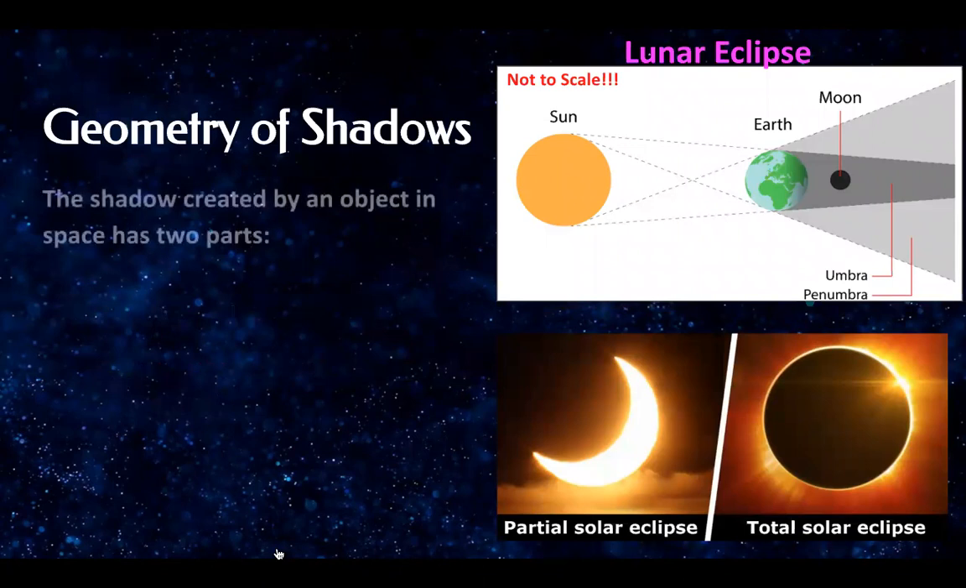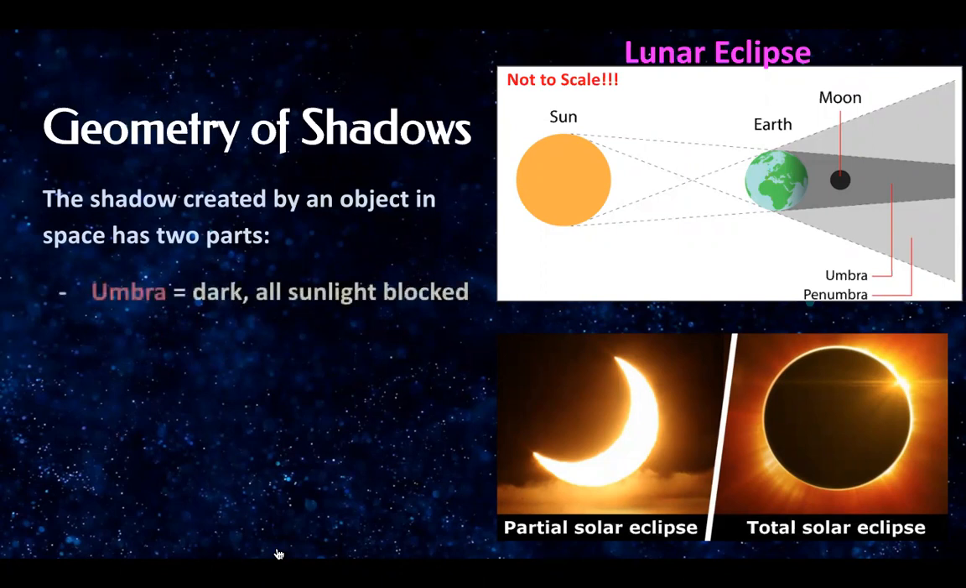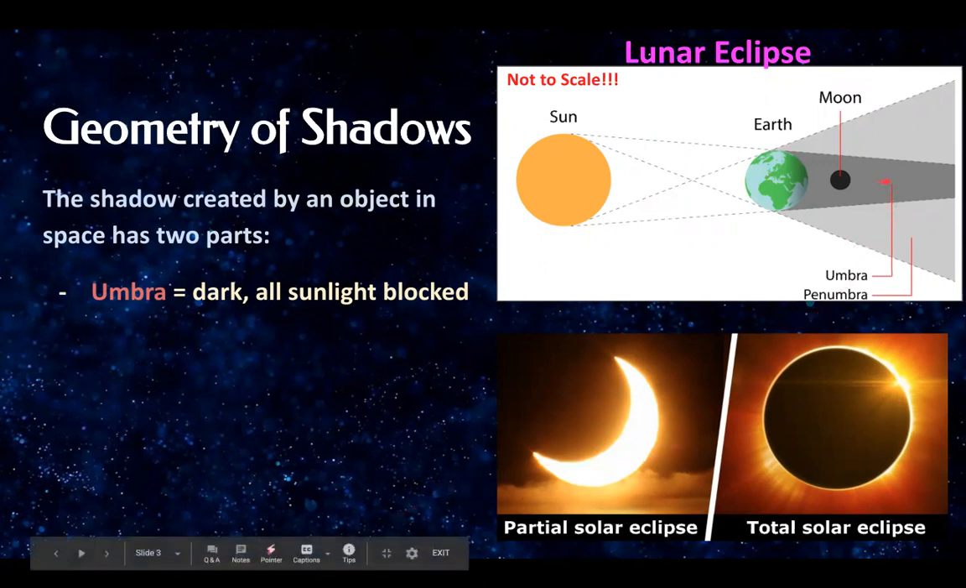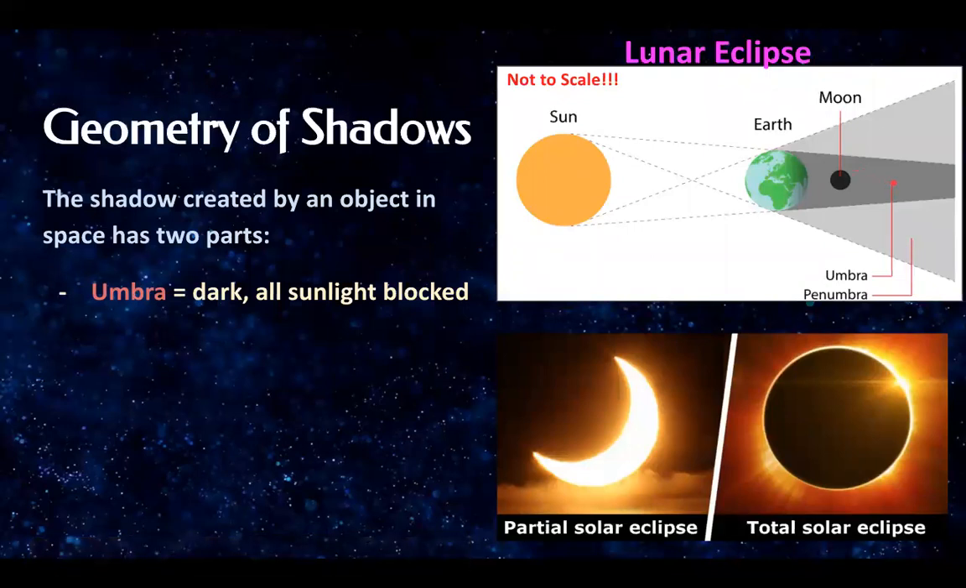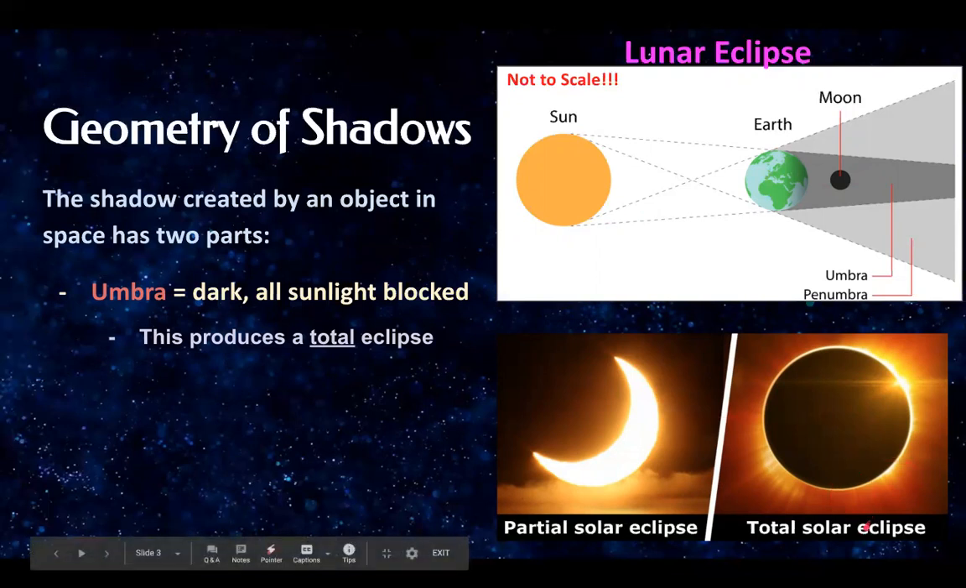Geometry of shadows. The shadow created by an object in space has two parts. So there's an umbra portion of the shadow, which is dark, where all the sunlight is blocked. If you look at this picture in the upper right-hand corner, the umbra is this inner part of the shadow where all of the sunlight is completely blocked. So the moon would be fully dark there. This produces a total eclipse. If you look at the bottom right-hand corner, we have a total solar eclipse. Now this one's a little bit annular, which means it's just not covering quite the entire sun, but that's going to be your maximum darkness, when you are in the umbra.